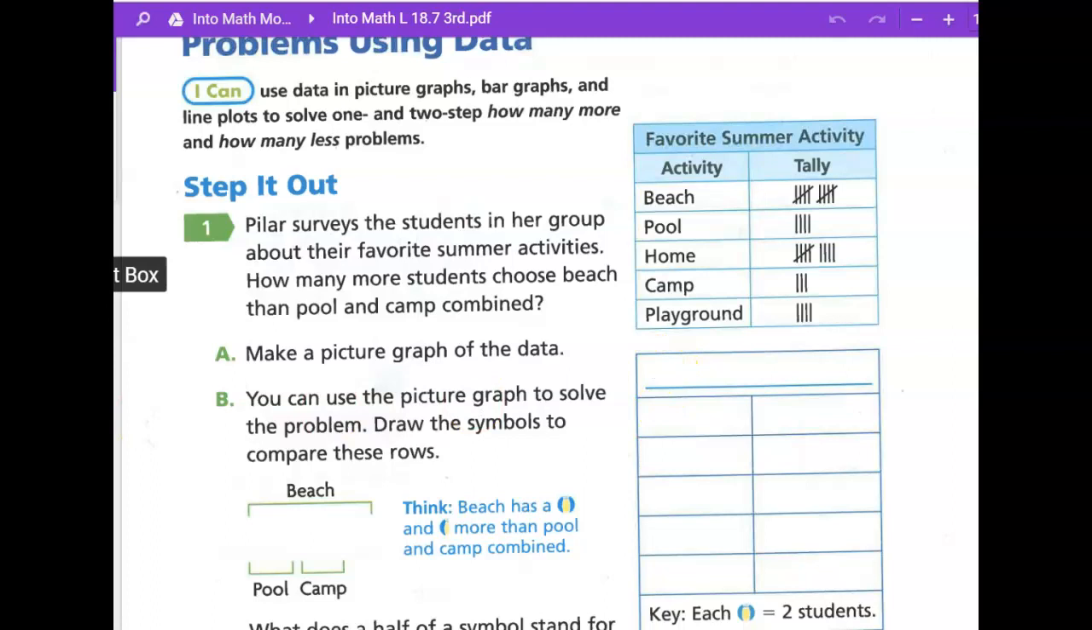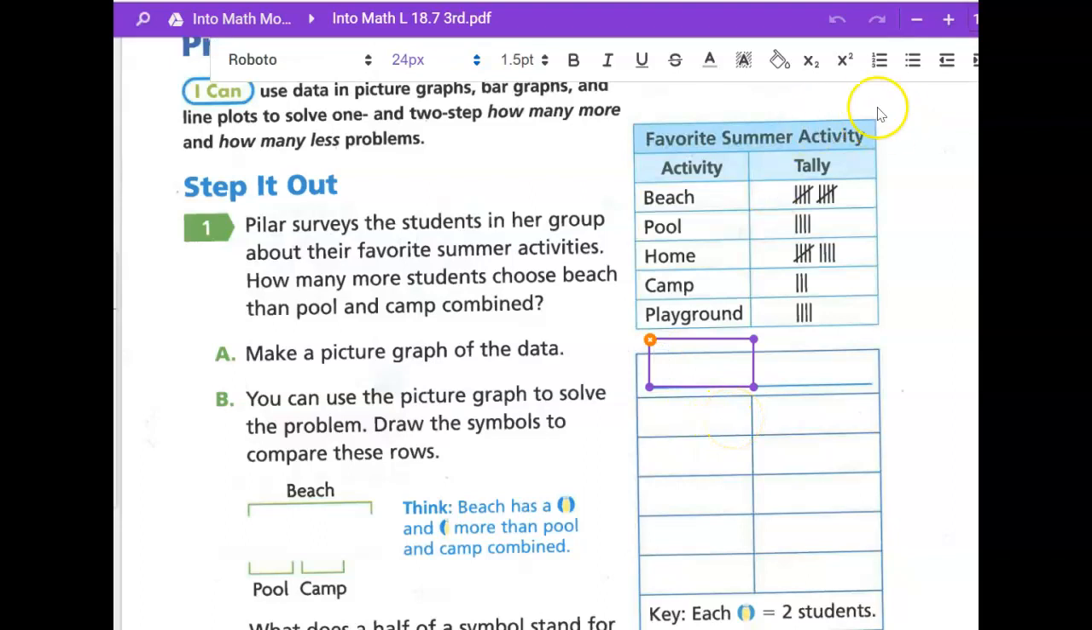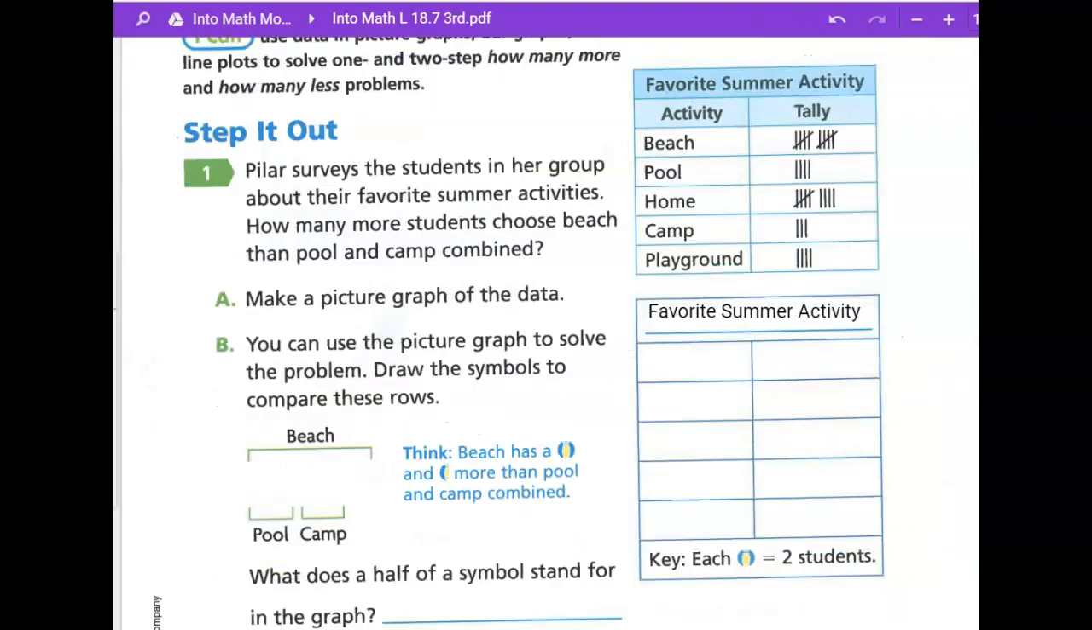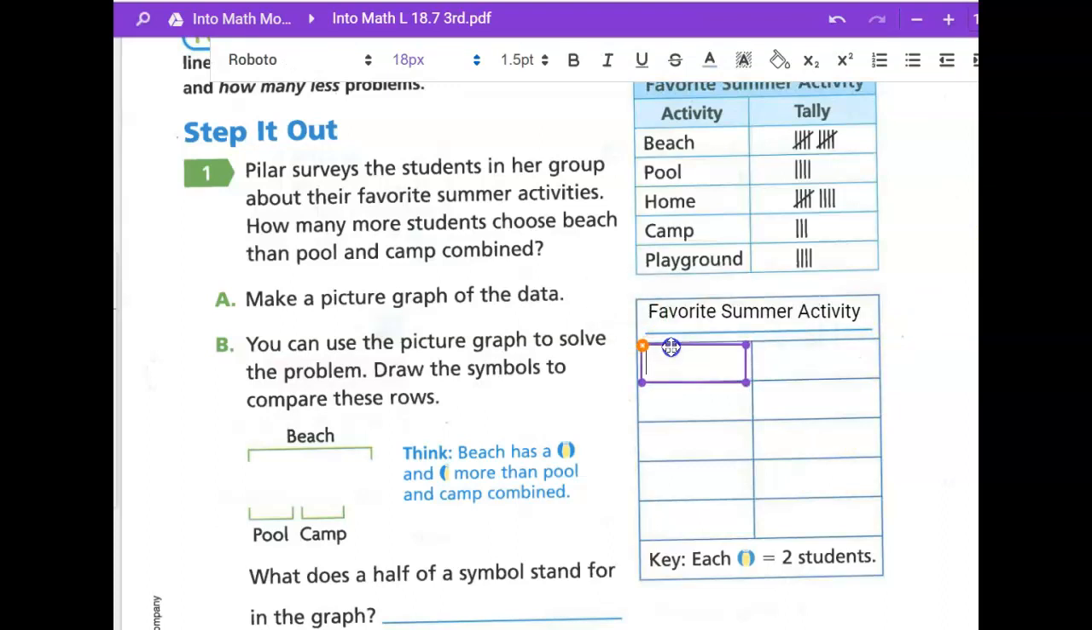What are we going to write up top as our title? All right, it's in the top of the tally chart. I'm going to have to make my letters smaller. Okay, so underneath our title, we're going to put the names of our activities. So what's the first activity listed in our tally chart? Beach. So put beach in there.